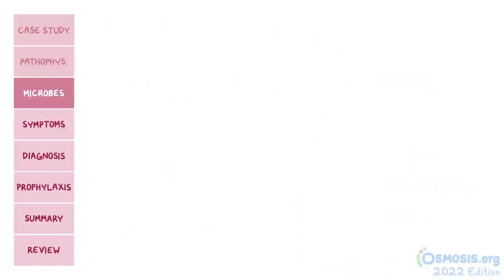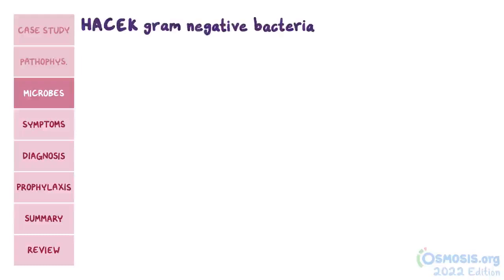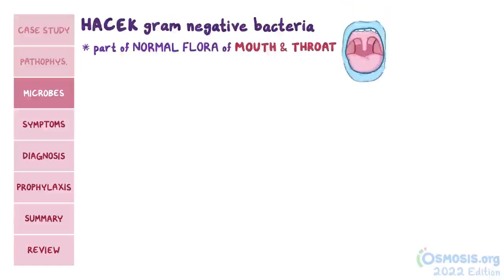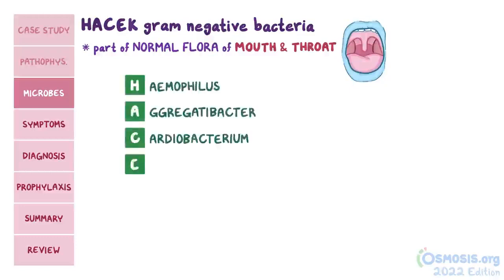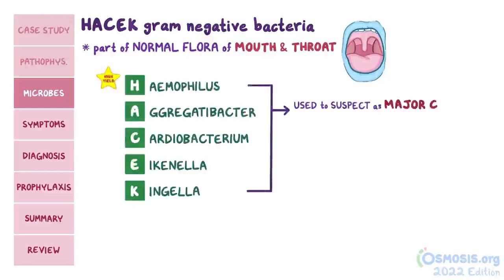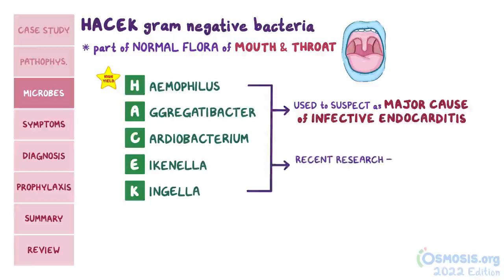Next, a group of organisms associated with endocarditis are the HACEK organisms, which are gram-negative bacteria that are also part of the normal flora of the mouth and throat. Each letter of HACEK stands for a different genus: Haemophilus, Aggregatibacter, Cardiobacterium, Eikenella, and Kingella. We used to suspect them as a major cause of infective endocarditis, but recent research has shown that they are only responsible for a very small number of cases.